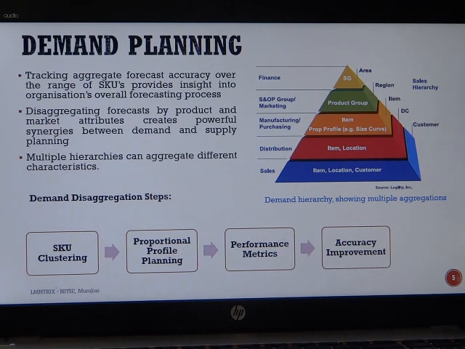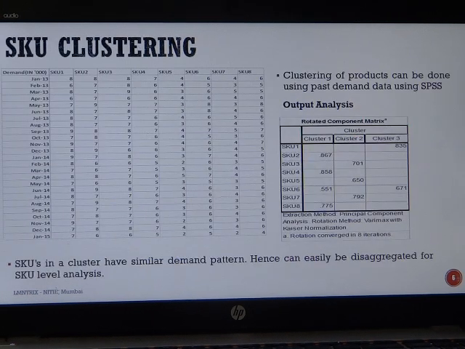First of all, the SKU clustering. After that, proportional profile planning. Then the performance is measured by developing a matrix. After that, the accuracy improvement is done. As you can see in this SKU clustering, we have taken the past data of 2 years, and we have taken 8 types of SKUs. Then the clustering of the products has been done using the past demand data using SPSS software.